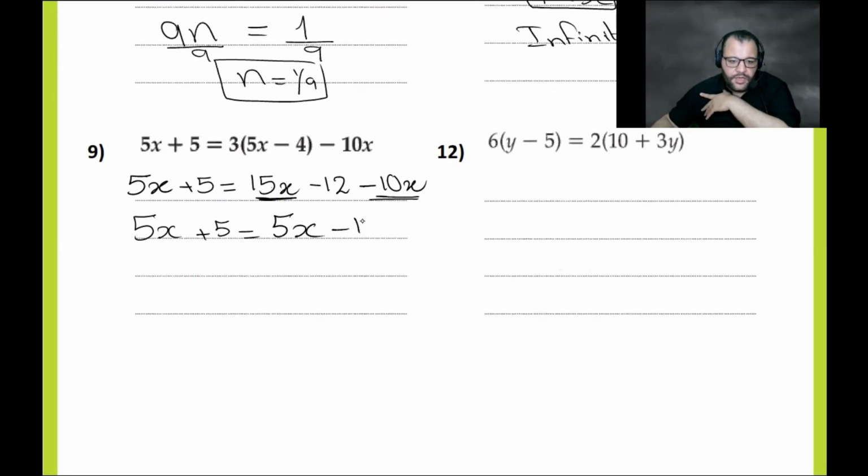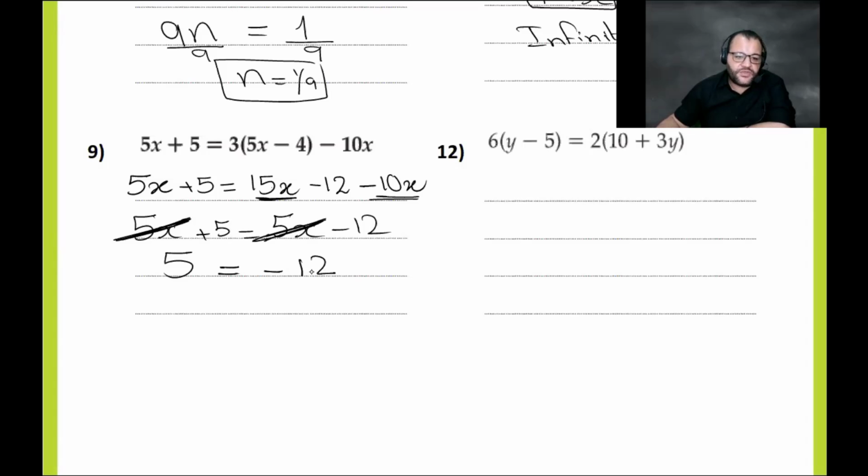5x minus 12. Now you put 5x to the left. Cancel 5x. If you find any number at the left, the same at the right with the same sign, you can cut them out, or you can cancel them. So cancel 5x and 5x. Equals x minus 12. So 5 equals negative 12. Can we say that 5 is equal to negative 12? No. They are not equal.